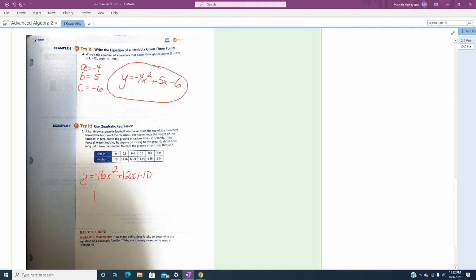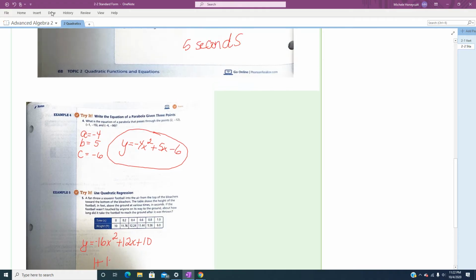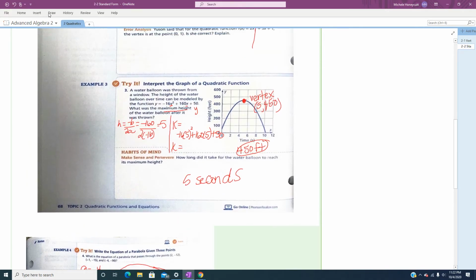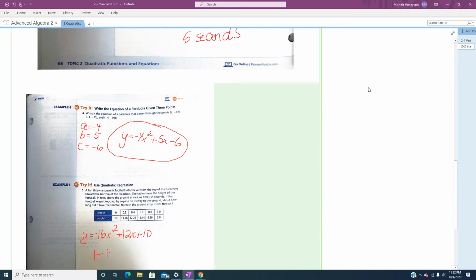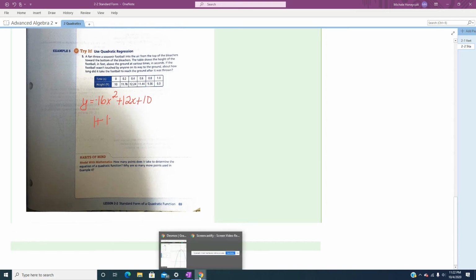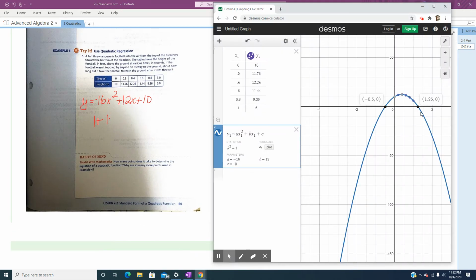It took the football, if I can write. Oh no, I'm pressing a button somewhere. I must be pressing the space bar. Well, I'll just have to say it out loud. It took the football 1.25 seconds to hit the ground.